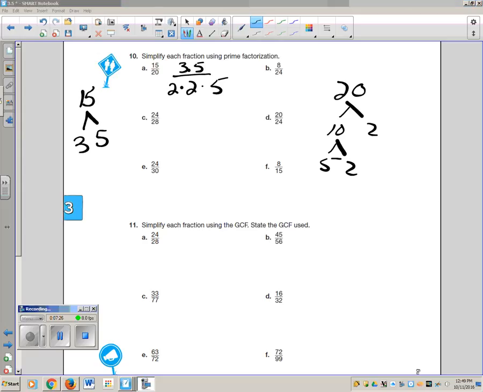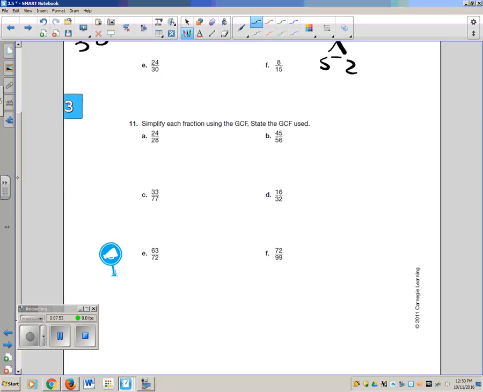Now with this method, you only take out numbers that are on both the top and the bottom. So the only numbers that are the same are 5. So if you divide 15/20 by 5, both sides, you will get 3/4. And that reduces 15/20 to its lowest terms. That's using prime factorization to reduce a fraction.